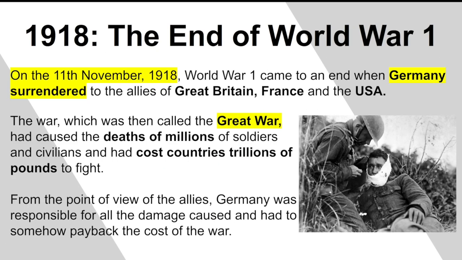Now, although many people were affected by it, in the end, Germany did lose as they surrendered on the 11th of November 1918 to Great Britain, France and USA. The war, which was then called the Great War, had caused the deaths of millions of soldiers and civilians and had cost countries trillions of pounds to fight. From the point of view of the Allies, Germany, who had lost the war, was responsible for all the damage caused and had to somehow pay back the costs of the entire war.